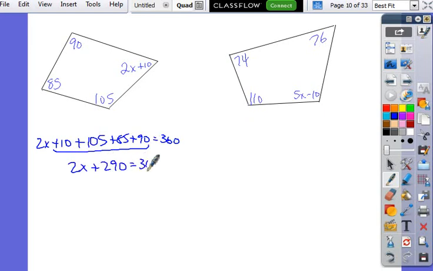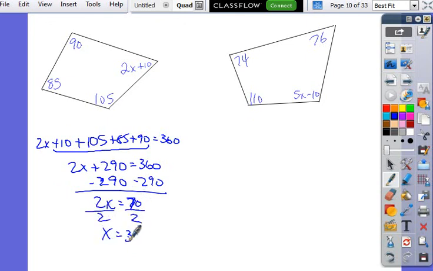All right, now what? Instead of multiplying 2x, divide. I disagree. What's my next step? Subtract the 290. I got to have the x part by itself before I can worry about dividing. So 2x equals 70. Divide by 2. X is 35.